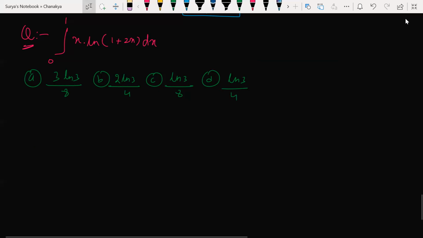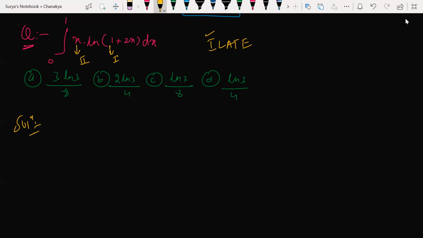Very simple. Look at this here. What method can you apply here? You can apply the by parts rule. So this is the first function and this is the second function, as per ILATE: inverse, logarithmic, algebraic, trigonometric, exponential function.